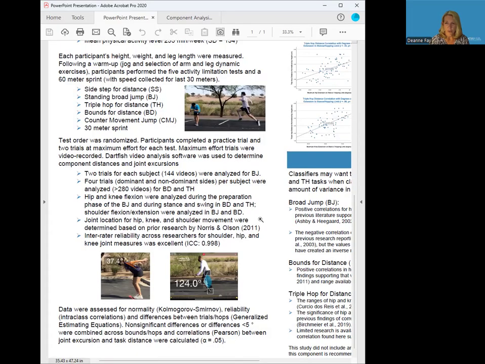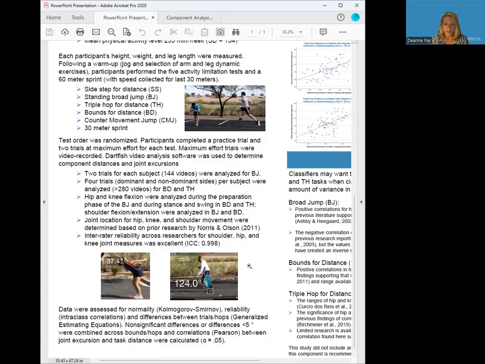And for each time that we were looking at a max flexion or an extension, the point taken where maximum flexion or maximum extension was achieved was used for measurement. Joint locations were determined based on prior research by Norris and Olson to use, as we didn't have specific joint markers, but our inter-rater reliability across researchers for all of the joint excursions was excellent with an ICC of 0.998. We analyzed our data for normality using a KS test.